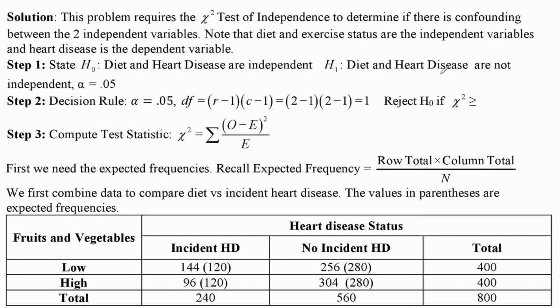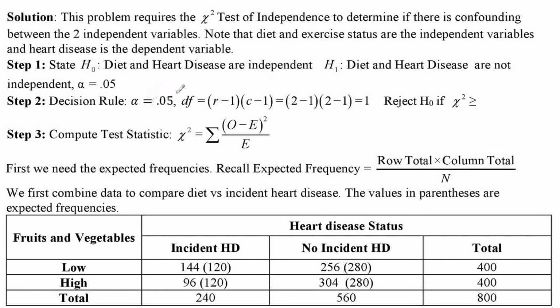And that was the second thing that we needed to show in order to show confounding, that there was an association between the additional variable and the outcome, the dependent variable. So our second step is to establish our decision rule.